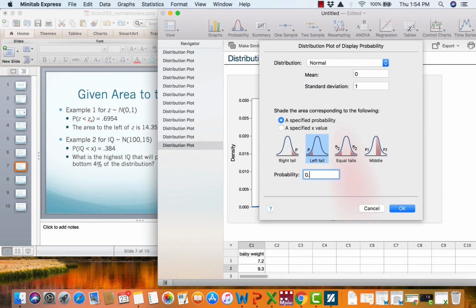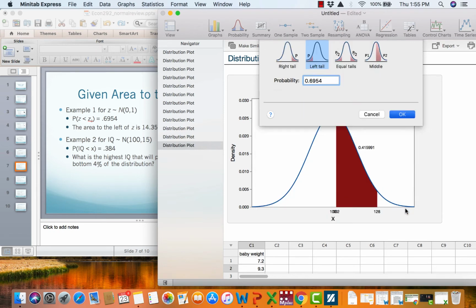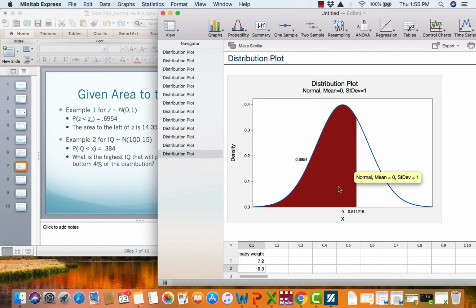So I type in 0.6954. Notice it has to be a decimal, not a percent. And we say OK. And we see everything shaded to the left, and we see what we inputted, which is the given probability. And what we are looking for as our answer is on the x-axis, and this is the correct z-score.